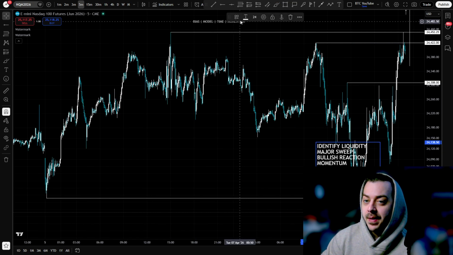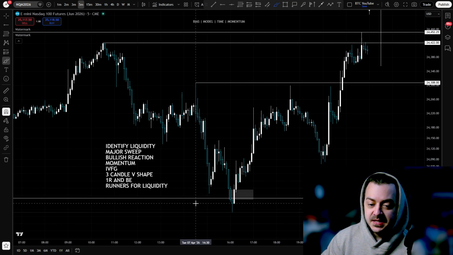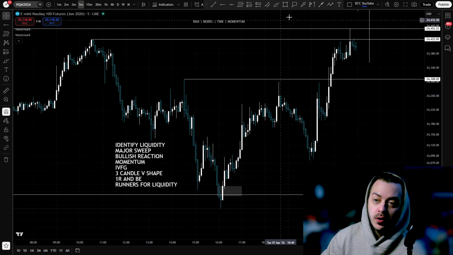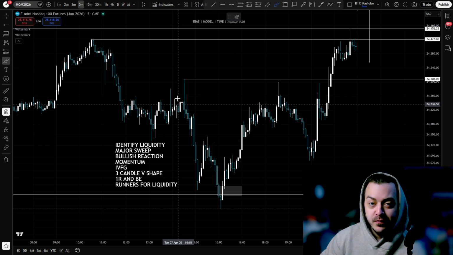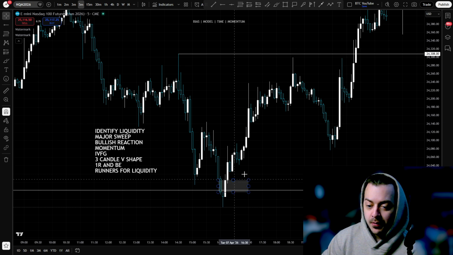Here's what I do. I wait for a major sweep of a low. Major sweep here. Really, really obvious low. As you can see, what am I looking for? I've got my major sweep. I've got liquidity identified above that I can target. So I'm feeling good. And then I'm looking for a bullish reaction. We get that and we get momentum here. You can see this low here looking great.